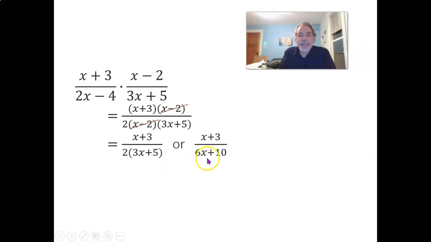Now, I would accept either form as your final answer to a problem like this. Sometimes you like to have things multiplied out. Sometimes it's just as well to leave them in factored form. It kind of depends on what you're going to be doing with things. So for now, I would accept either one of these as your final answer to a problem like this one.